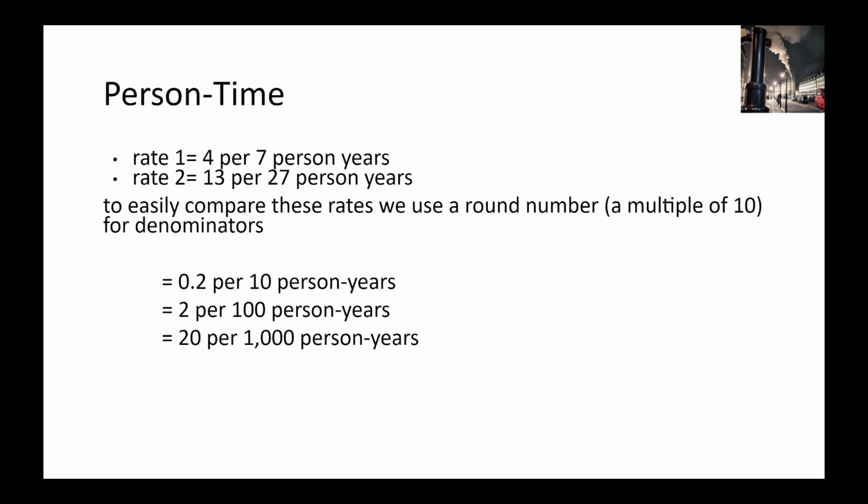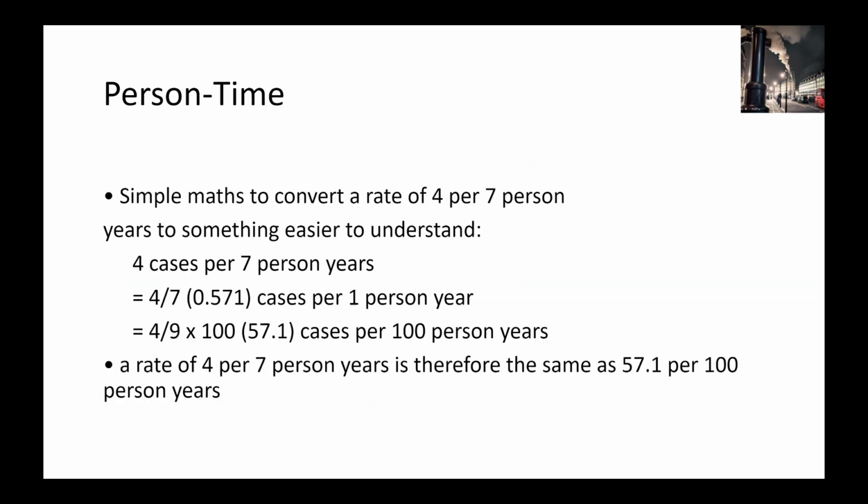To simplify and better understand a rate of 4 cases per 7 person years, we can break it down into more relatable terms. Starting with 4 cases per 7 person years, we convert this to a rate per single person year by calculating 4 divided by 7, which equals approximately 0.571 cases per person year. To make this even clearer, we scale it up to a standard measure of 100 person years, resulting in 0.571 times 100, or approximately 57.1 cases per 100 person years. Hence, a rate of 4 per 7 person years is the same as 57.1 cases per 100 person years, making it easier to comprehend and compare.